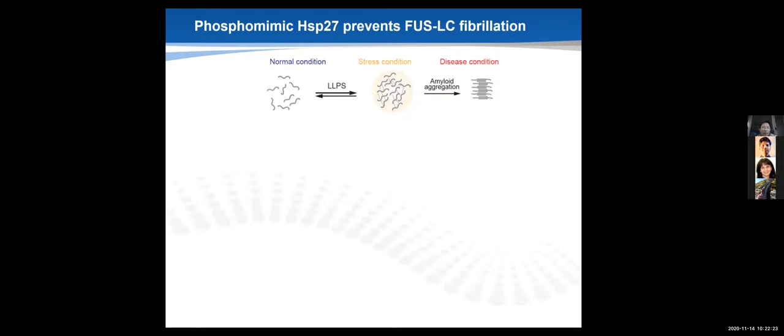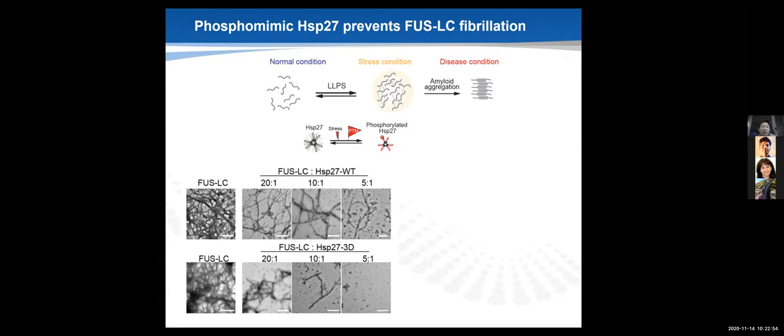We think it's a very interesting observation that for HSP27 under normal conditions, it binds to FUS, recognizing FUS by its N-terminal and preventing it from phase separation transition. But upon stress, FUS needs to get into stress granules. In this case, HSP27 is phosphorylated and disassembled into this state and co-phase separates in the stress granule, preventing further aggregation.